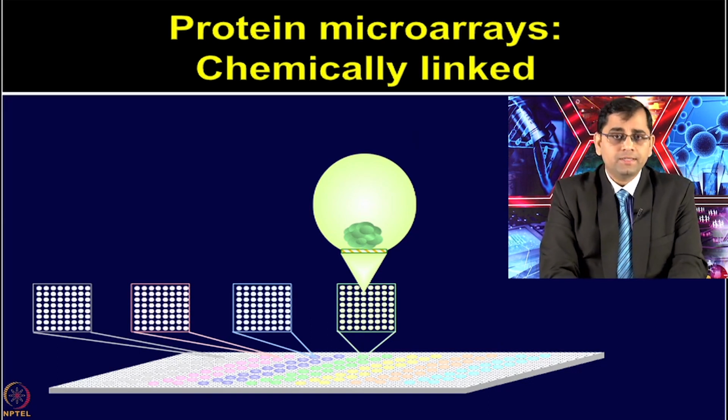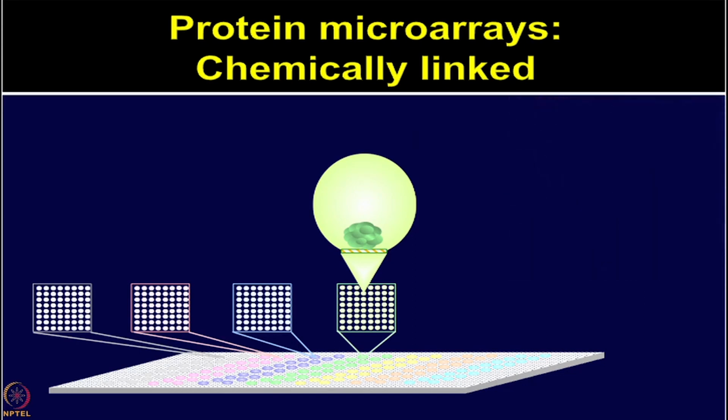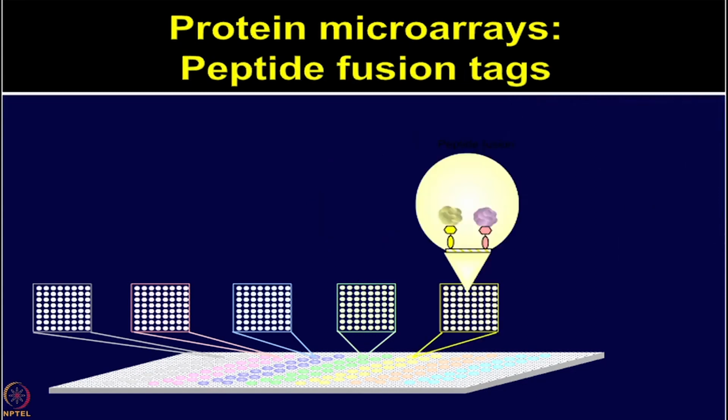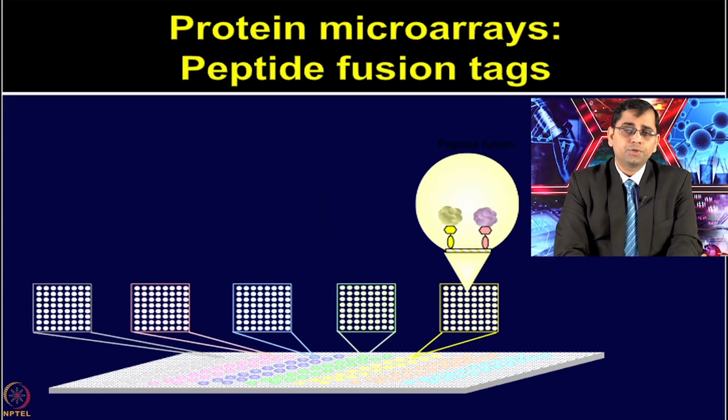But because of the challenges involved in doing protein purification at scale, this method remains very challenging. So, scientists have thought about more alternative ways of making protein arrays. Peptide fusion tags is another approach.